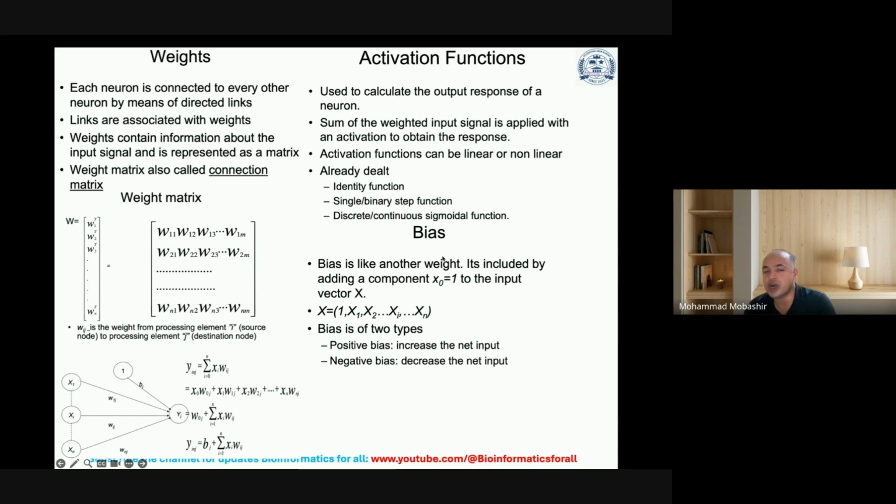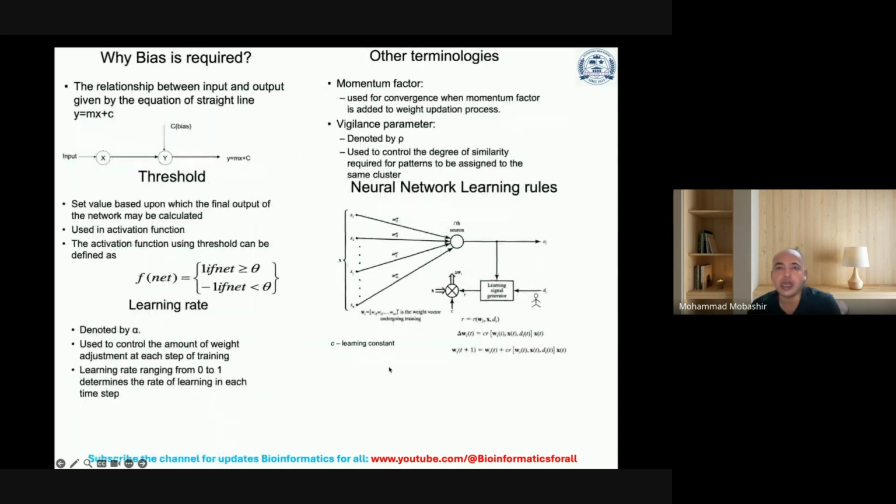Now, what is bias? Bias is like another weight. It is included by adding a component to the input vector. Bias is of two types, positive and negative bias. Positive bias increases the net input. Negative bias decreases the net input. Now, why is bias required? The relationship between input and output is given by the equation of a straight line, that is, for example, y equals mx plus c.